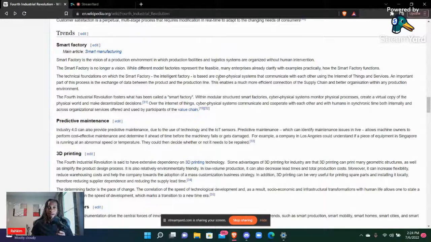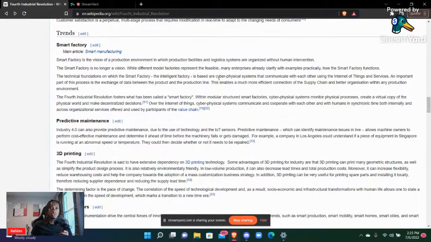So then it goes on to say the smart factory is no longer a vision, while different model factories represent the feasible. Many enterprises already clarify with examples practically how the smart factory functions. The technical foundations on which the intelligent factory is based are cyber physical systems that communicate with each other using the Internet of Things and services. An important part of this process is the exchange of data between product and the production line. This enables a much more efficient connection of the supply chain and better organization within any production environment.